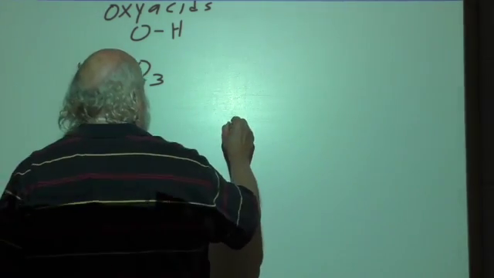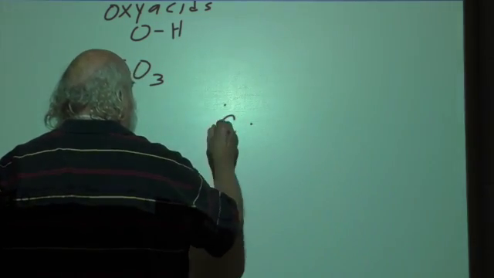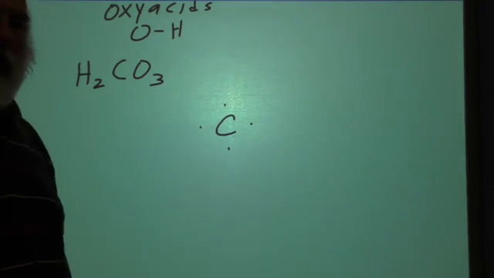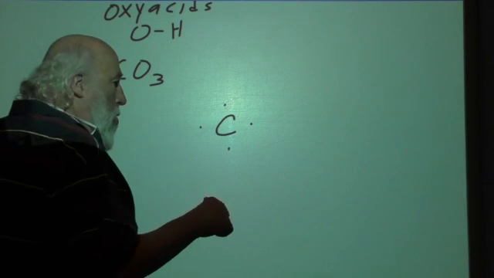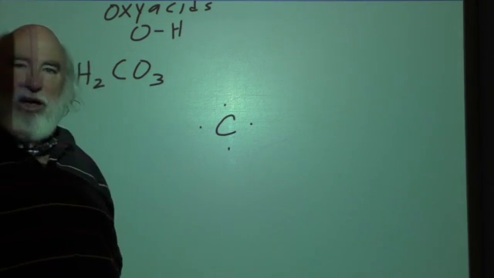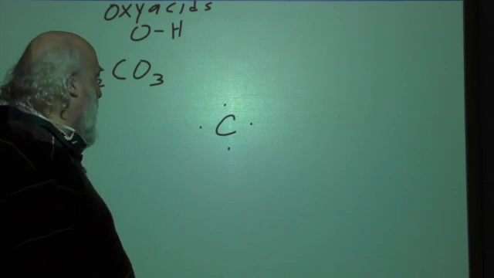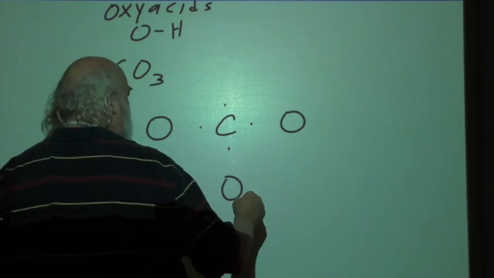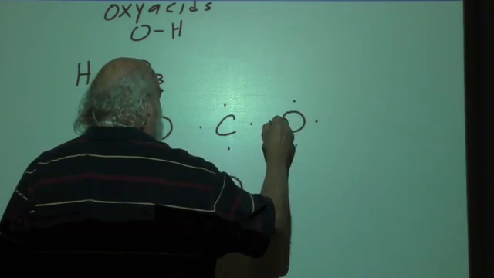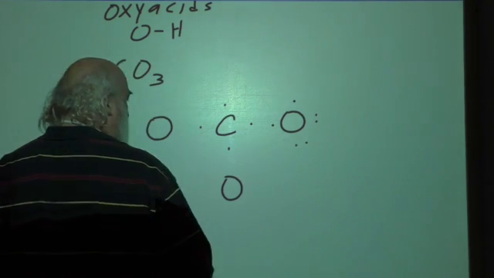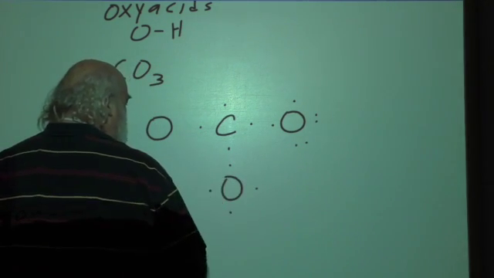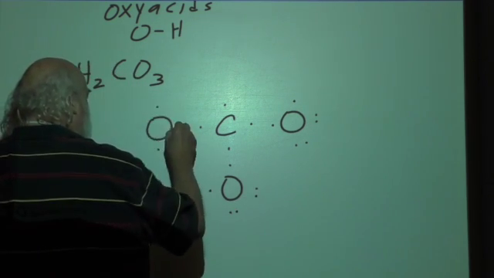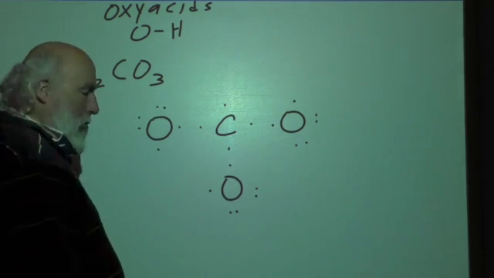We'll put carbon right here with its 4 valence electrons. Now we're going to put 3 oxygens around it. Notice the oxygens will not bond to themselves. They must all bond to the central atom. 1, 2, 3. And I'll put my 6 valence electrons, north, south, east, west, and I'll pair these up right here. North, south, east, west, and I'll pair these up right here. And north, south, east, west, and I'll pair these up right here.